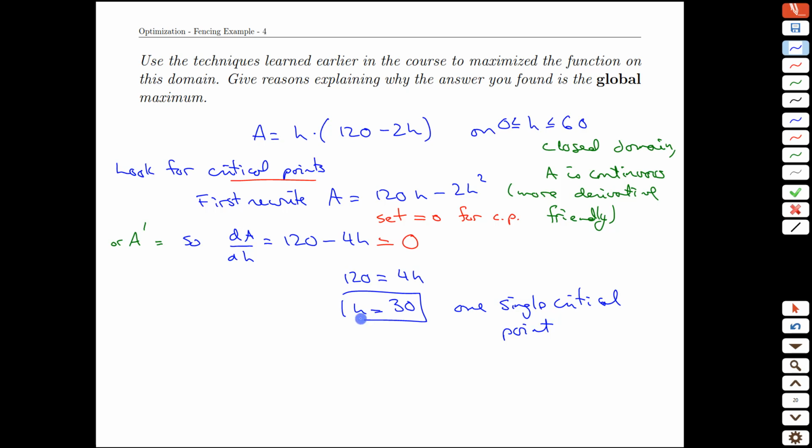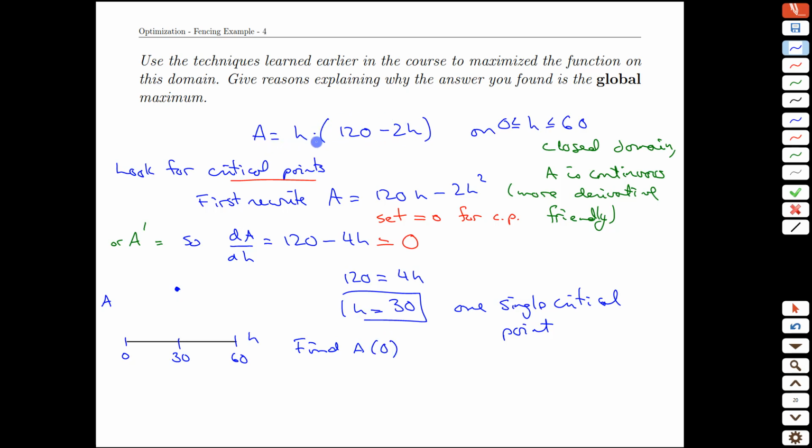Well, that's handy because now it leads us to a way to find the global maximum. We don't even need the first and second derivative tests for this because we are working on a closed interval. If we talk about h being between 0 and 60, if we sketched A, I don't know what it looks like, but I do know at 30 something interesting happens. And what we can do is figure out the area when h equals 0, the area when h equals 30, and the area when h equals 60, and the highest one of those is going to be the optimal area.